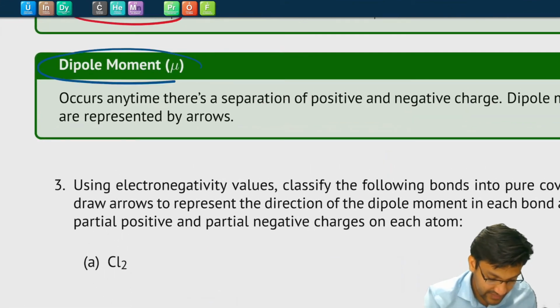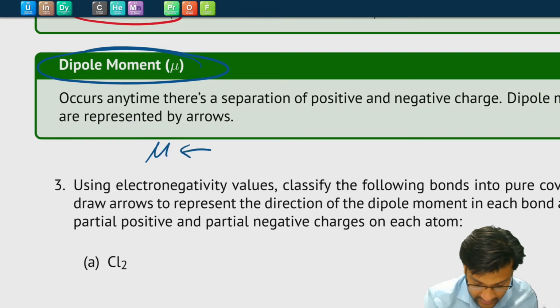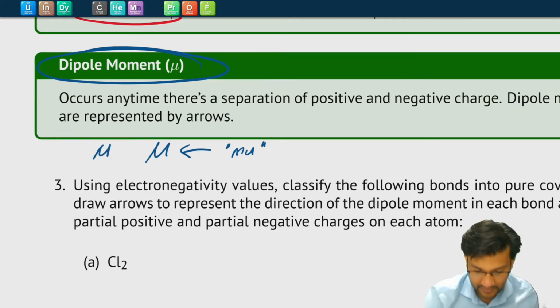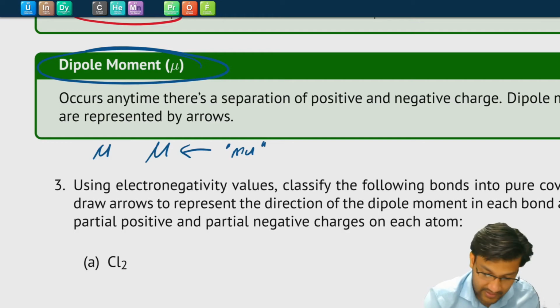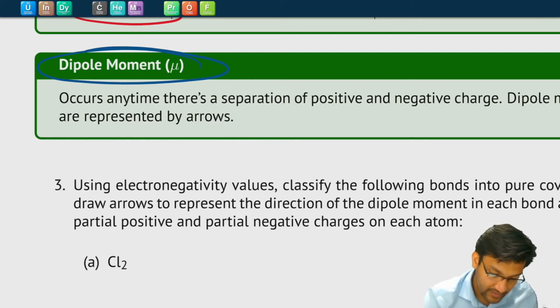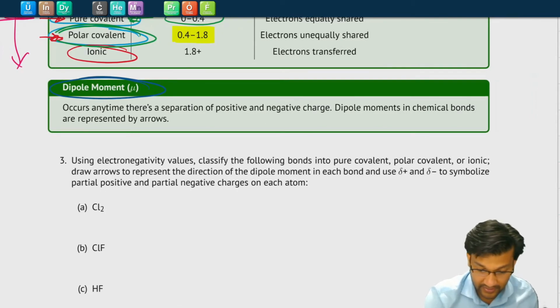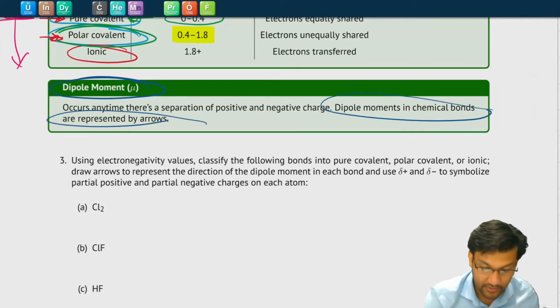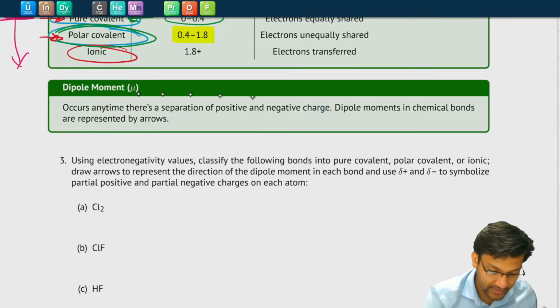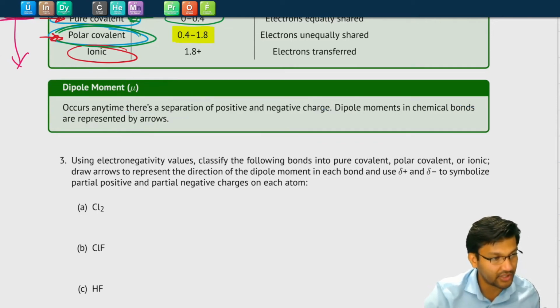And so we have the definition of a dipole moment here. We usually use this symbol. This is a Greek symbol mu, right? It looks kind of like a U with a little extra curve in the beginning. So the Greek symbol mu for dipole moment, it occurs anytime there's a separation of positive and negative charge, typically. And dipole moments in bonds are represented by arrows like I just showed you, where we just point the arrow towards the side with the negative charge.